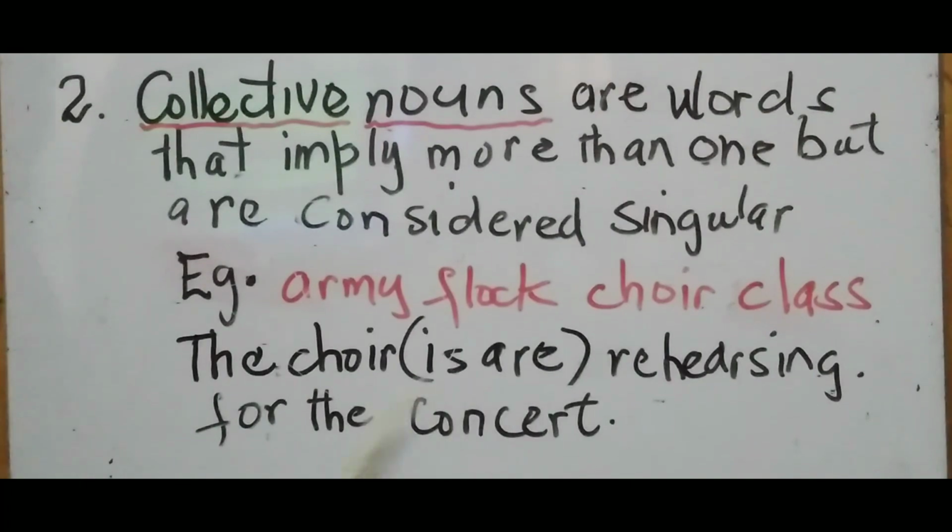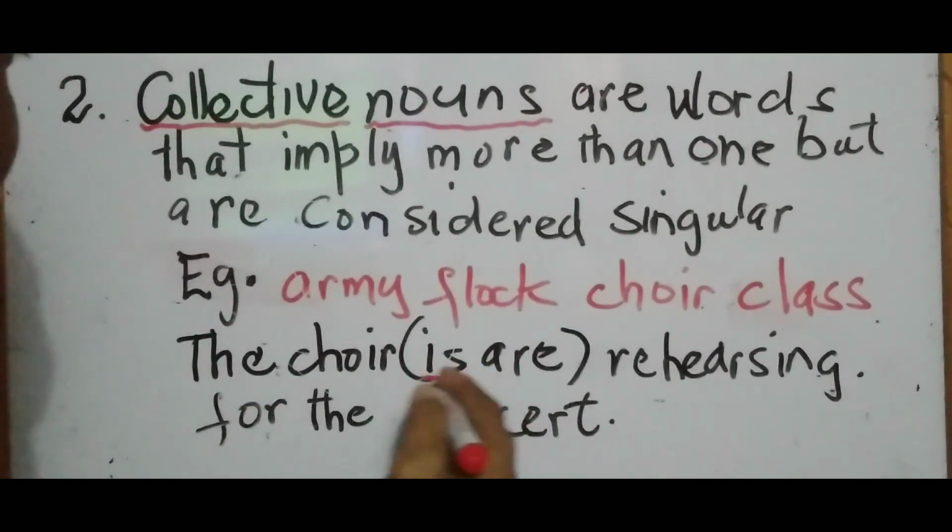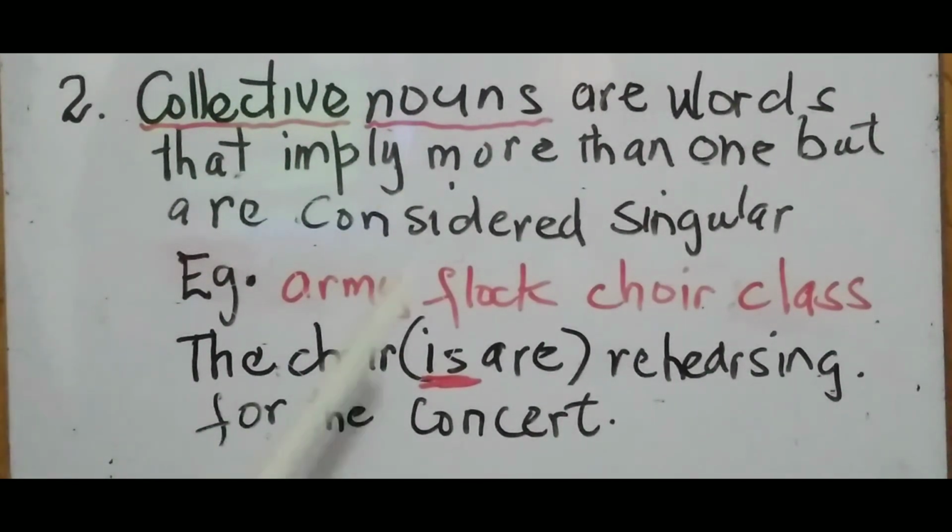So let us look at this sentence. The choir are rehearsing for the concert. The choir is rehearsing for the concert. Which do you think is the correct one? Well, based on what we just discussed, you shouldn't have any difficulty finding that out. So therefore, it will be is, because you're referring to choir as a group. So the choir is rehearsing for the concert. You didn't put a number of people from the choir. You're referring to the choir as a group. So therefore, it is. All right, so let's move on.